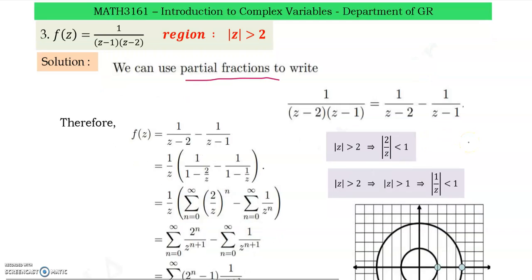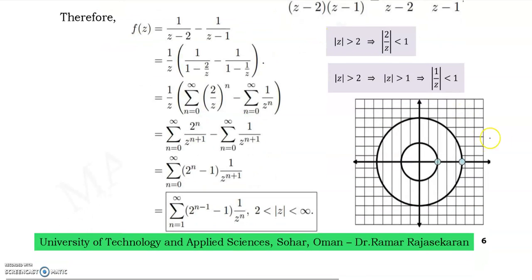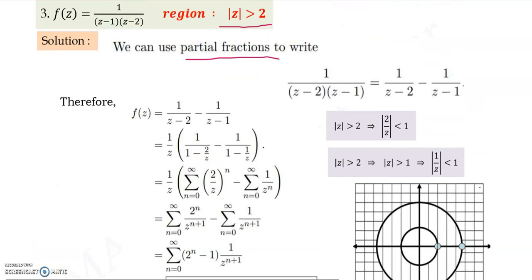Now you see here the given region is modulus of z greater than 2, which means what? Now you see this is modulus of z equal to 2. But we need the region modulus of z greater than 2, which means outside this circle. Even this boundary line is not included, outside the circle only. That is modulus of z greater than 2. Now here, as usual, the poles are 1 and 2.